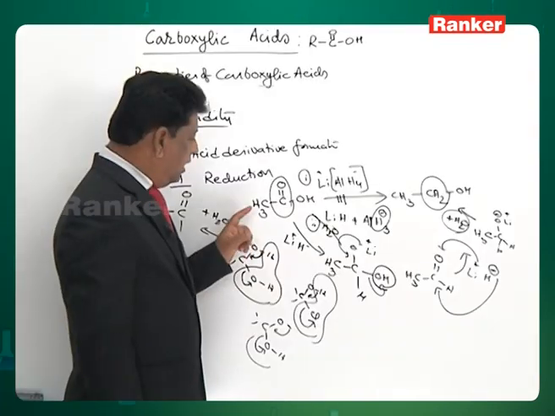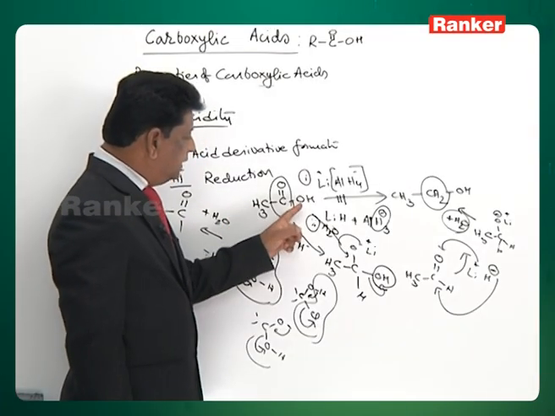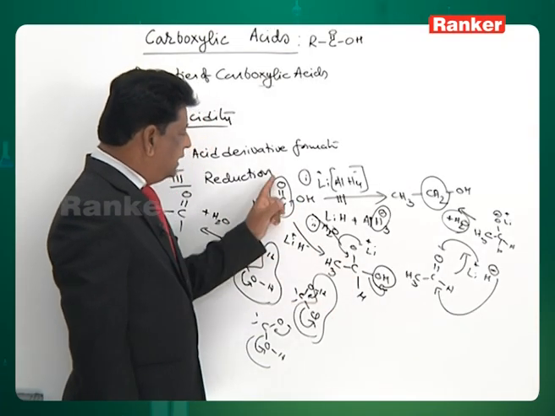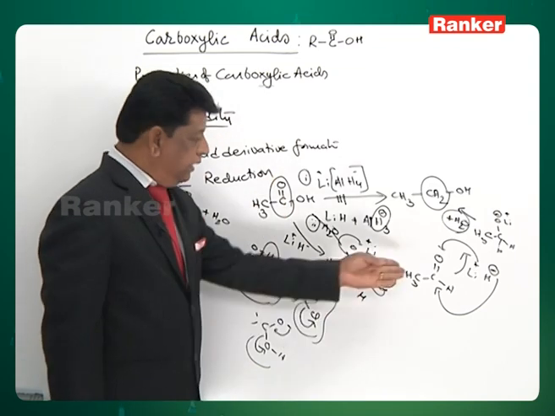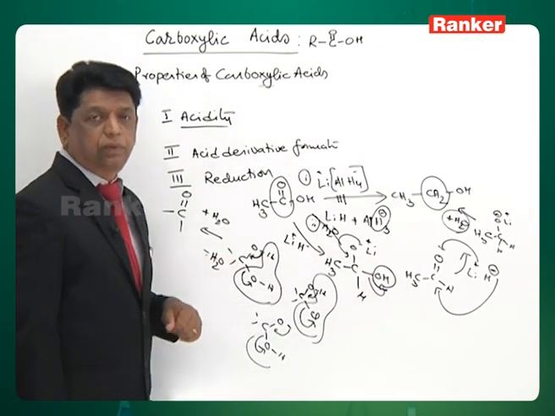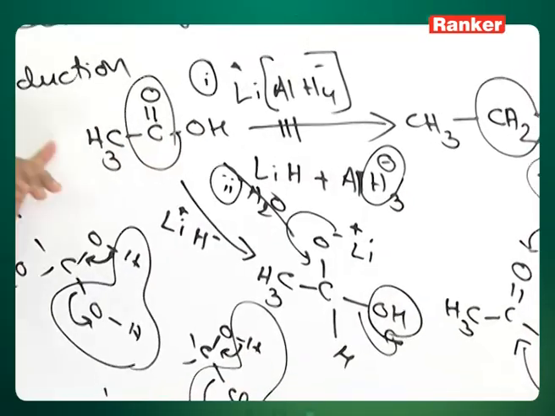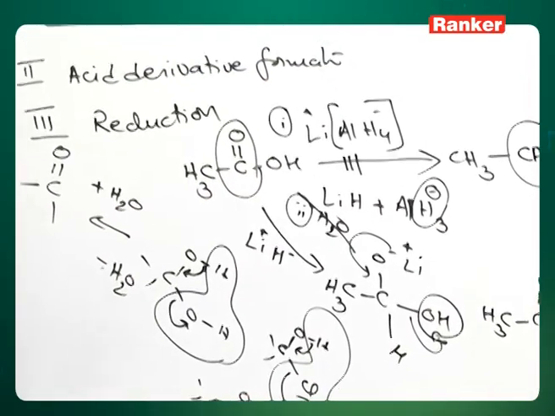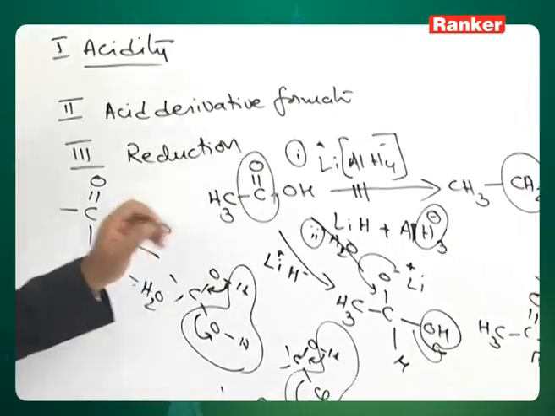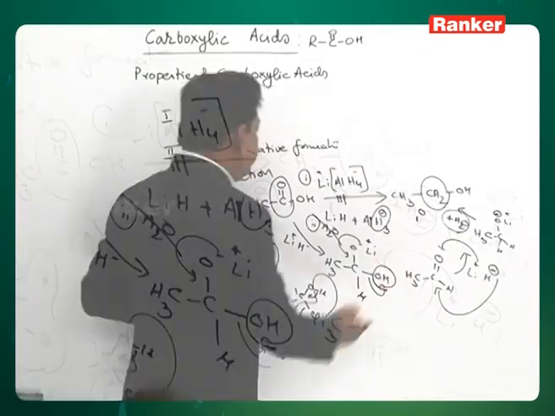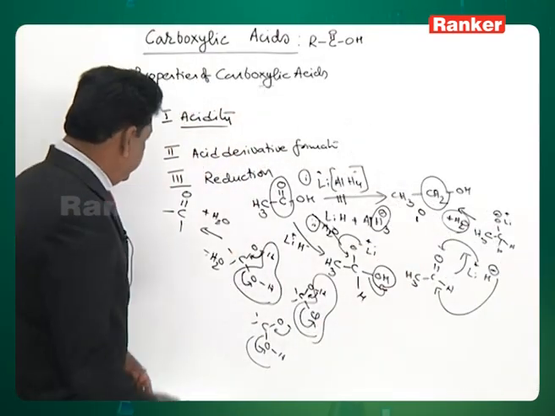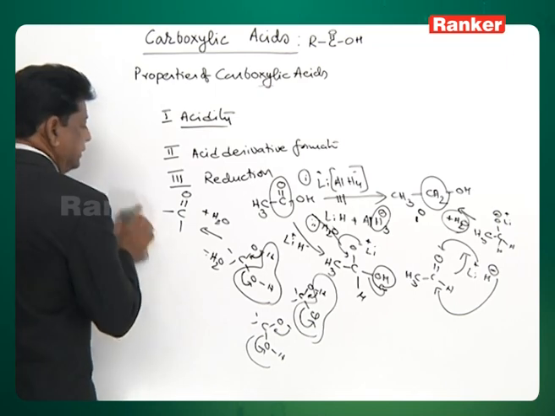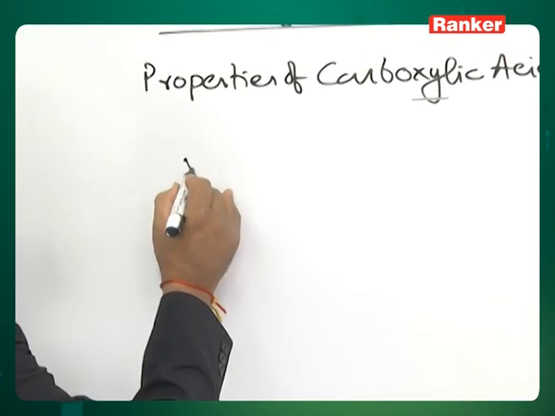In the carboxylic acid, OH will go, in acid chloride, Cl will go, an aldehyde will be formed, and again reduction gives the 1 degree alcohol. Therefore, acids and acid derivatives except acid amides will give the 1 degree alcohols in reduction with this lithium aluminum hydride. This is the third type of the reaction. Let us go for the fourth type of the reaction.